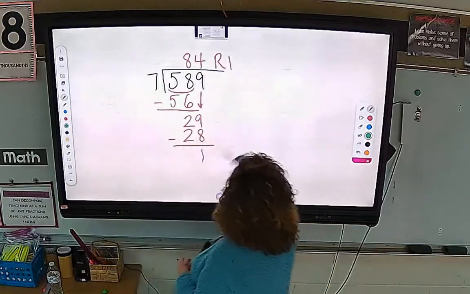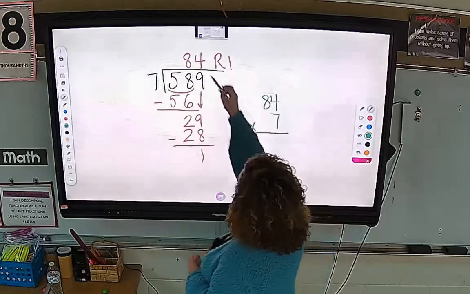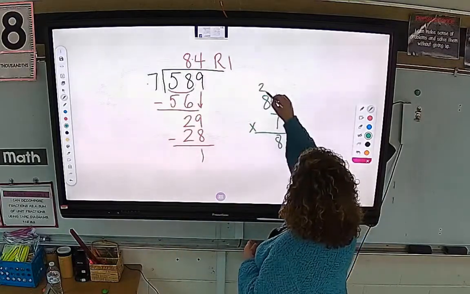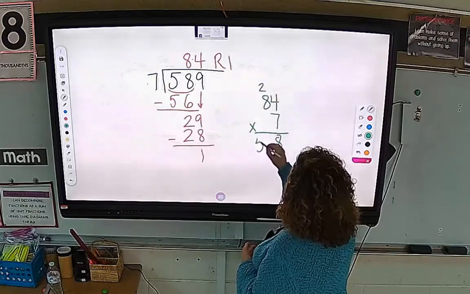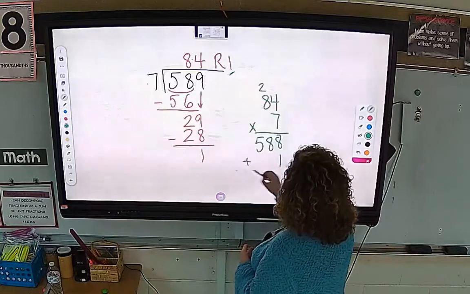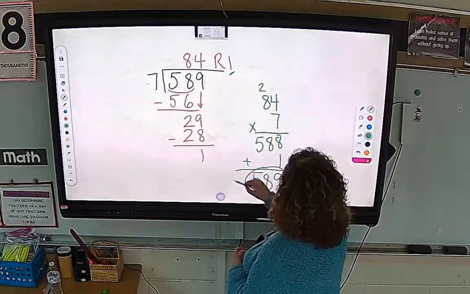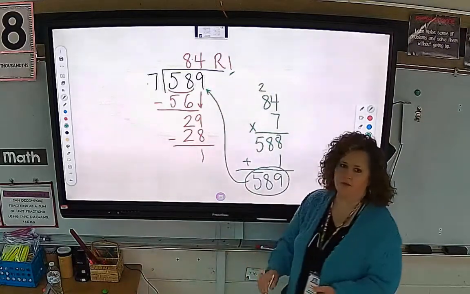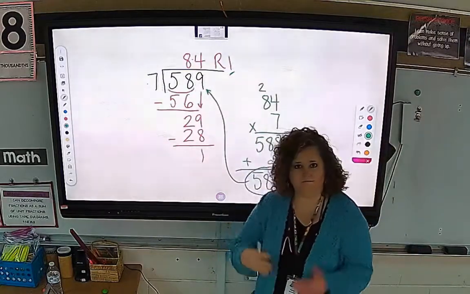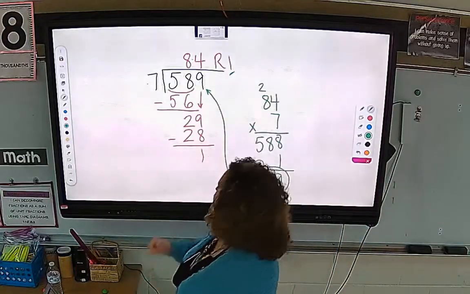When we check our work, we take 84 times 7, these two numbers right here, and multiply them together. That gives 588. And then we've got to add that remainder in there. So 589. When we multiply that and add in our remainder, we should get our dividend right there. There you go. Hopefully that's gotten your mind warmed up for some math today.